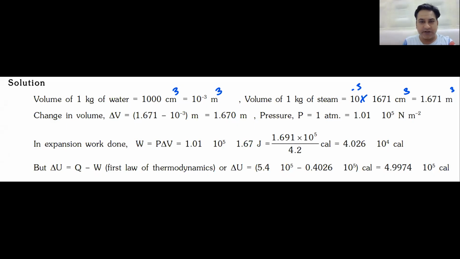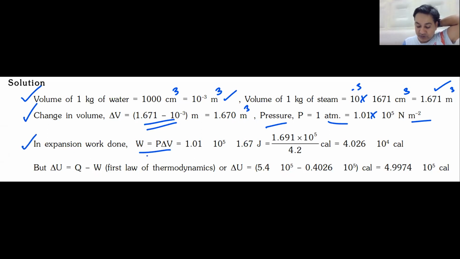The question was pretty simple. It just required a bit of calculation. You first calculate the volume of 1 kg of water, then the volume of 1 kg of steam. Then you calculate the change in volume. You can do it in centimeter cube, or you can do it in meter cube. Pressure is 1 atmosphere. So you just find out the work done. Yes or no? Yes, sir. You get this in joules, so you convert it into calories. There's just the problem of that conversion, nothing else.